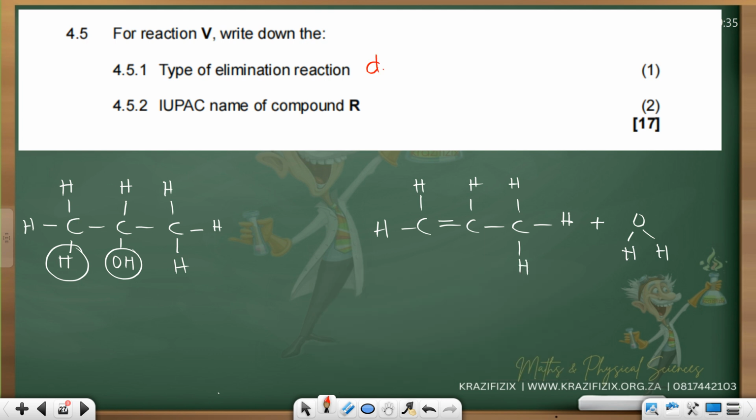Beautiful. Dehydration. An IUPAC name of R: 3 carbon atoms, prop. But this is propene. Do you know why? Either way, it's the same. You cannot have prop-2. And guys, that's your organic chemistry there. Easy does it. Case closed.